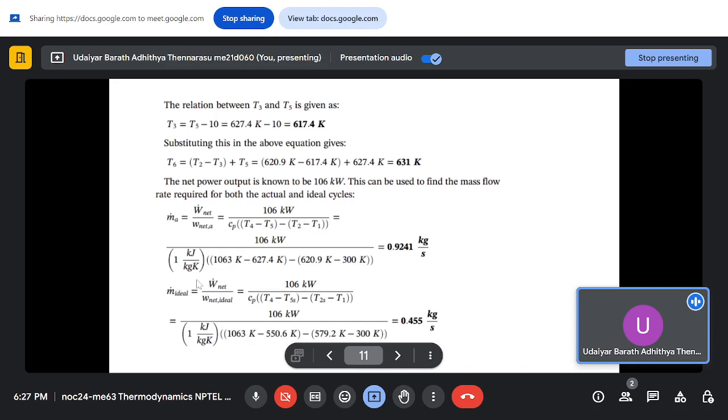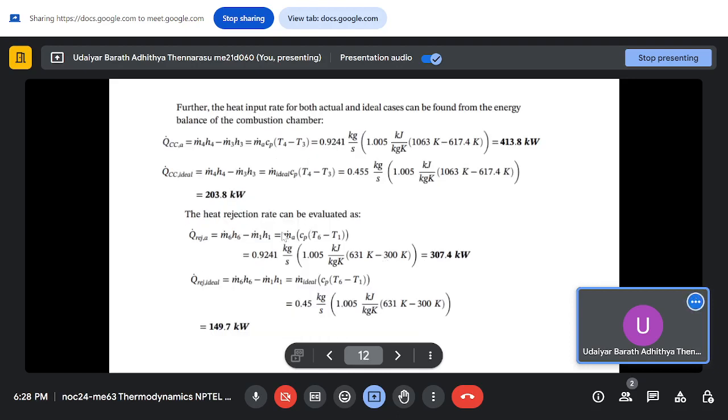Then m dot ideal. This is for an actual cycle. Now for an ideal cycle, you need to take the isentropic compression and expansion process, and you take the corresponding temperatures. So using that, we will find out that ideally 0.455 kg per second is required, but in your actual cycle you need more mass flow rate because of having a less efficient compressor and turbine. So you see close to double the mass flow rate which you are taking in an actual cycle.